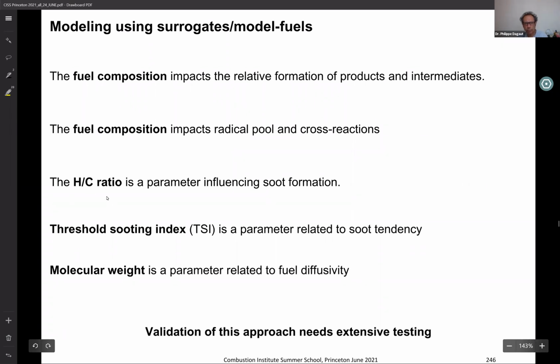The H/C ratio is a parameter influencing soot formation. Threshold sooting index is a parameter related to soot tendency. Molecular weight is a parameter related to fuel diffusivity. The validation of this approach needs extensive testing.